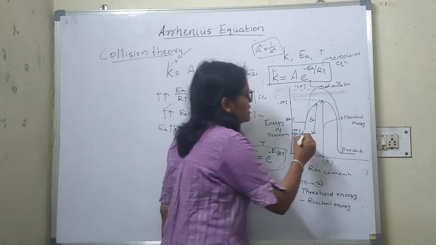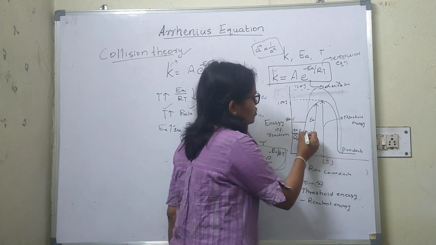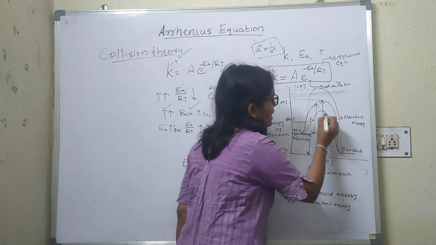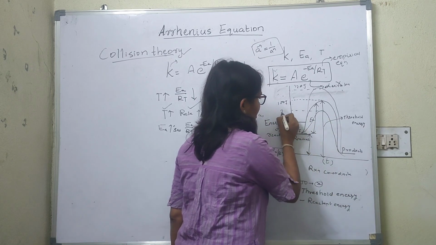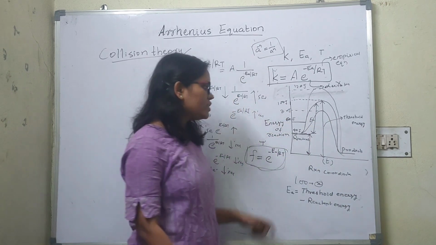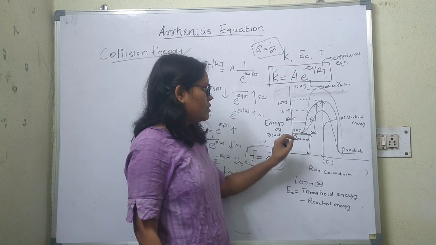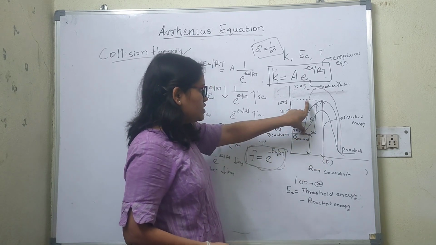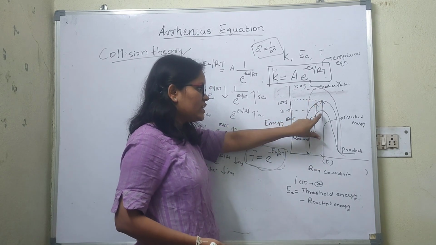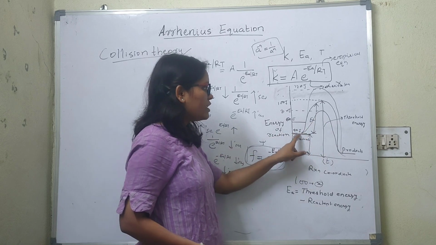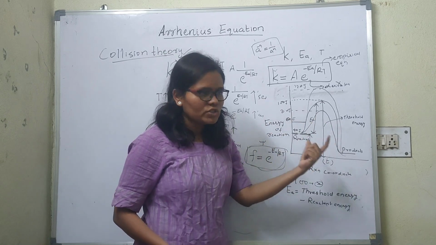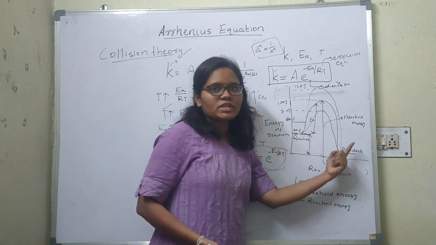Now what happens when I decrease the activation energy? Suppose I decrease it to some 80 joules. The molecules already have 40 joules. In the normal condition, they needed to have 60 joules, but since I have decreased the activation energy, now they need only additional 40 joules to cross the threshold energy barrier.